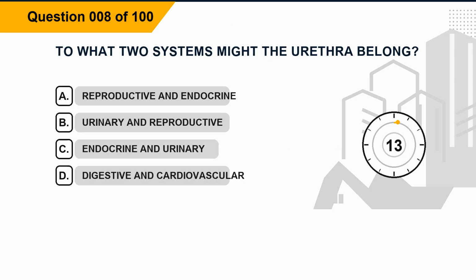Question 8. To what two systems might the urethra belong? Option A. Reproductive and endocrine. Option B. Urinary and reproductive. Option C. Endocrine and urinary. Option D. Digestive and cardiovascular. The correct answer is option B.